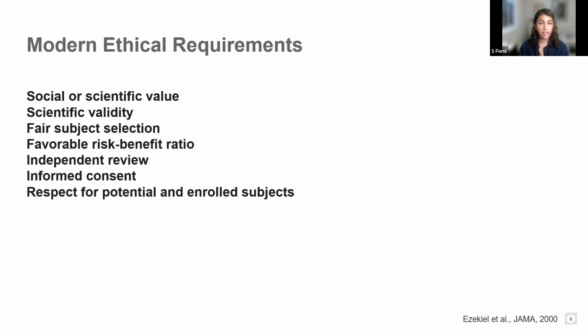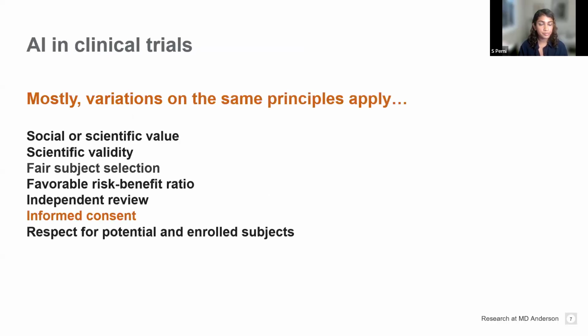So this is specifically aimed at addressing issues with exploitation of vulnerable populations, as well as having a favorable risk-benefit ratio. Just because someone consents to something doesn't necessarily mean that it is an ethical experiment to do. They also set forward the concept of independent review, of course, informed consent, and respect for subjects. So these ethical requirements are the basis for current institutional review boards or institutional ethics committees reviewing clinical trial and other clinical research protocols.